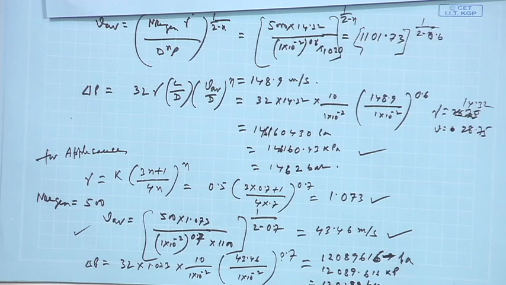So please find out the velocity and delta P for 5000 general Reynolds number. Okay, your time is out. Thank you.